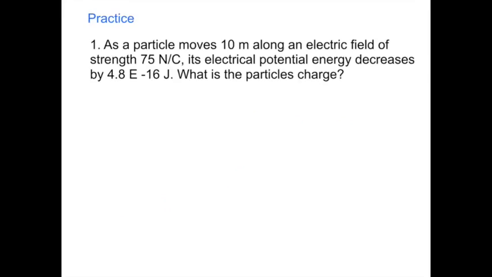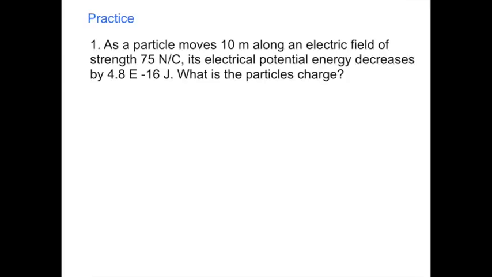So with this information in mind, here are some practice problems. Number 1. As a particle moves 10 meters along an electric field of strength 75 newtons per coulomb, its electrical potential energy decreases by 4.8 times 10 to the negative 16th joules. What is the particle's charge?